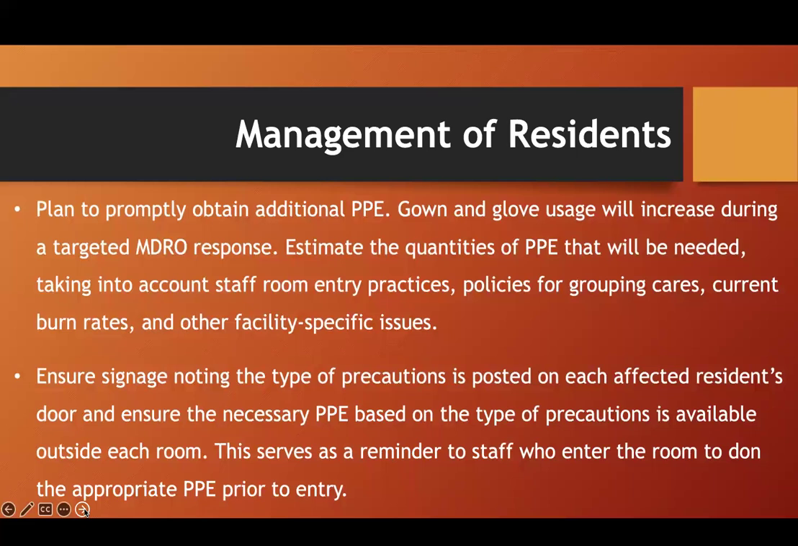Ensure signage noting the type of precaution is posted on each resident's door, like we spoke about earlier, with what type of PPE. And whatever type of PPE is required on that sign, you need to make sure it is available outside of each resident room that requires it. Some places use the over the door units. Some places use the carts outside the door. But there needs to be something, and that also needs to be on a cycle of being checked on a schedule to make sure that you have enough of what you need.